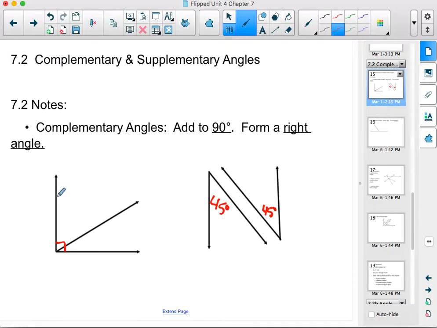So be on the lookout for situations where we have two angles that clearly, when they're put together, form this 90-degree angle here. And be on the lookout for angles that are not touching at all, that add up to 90 as well.